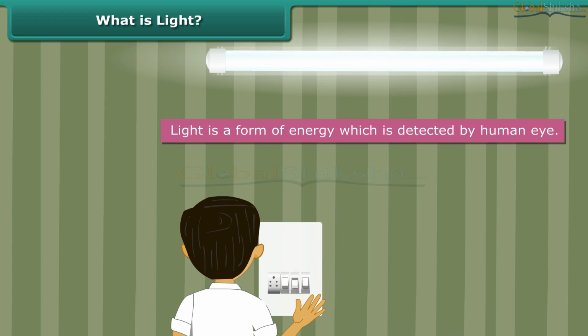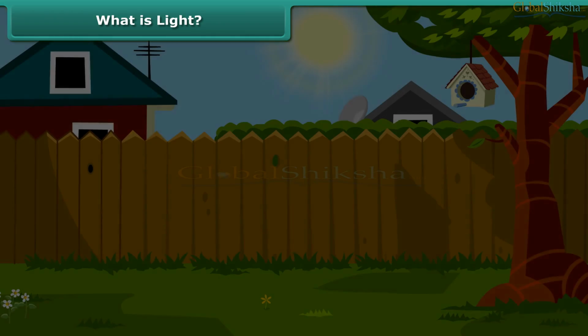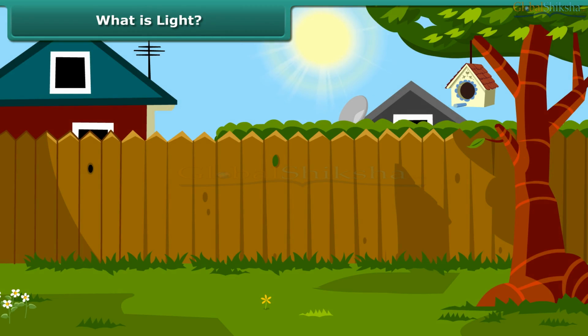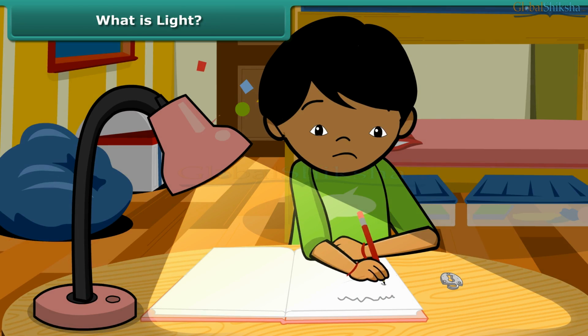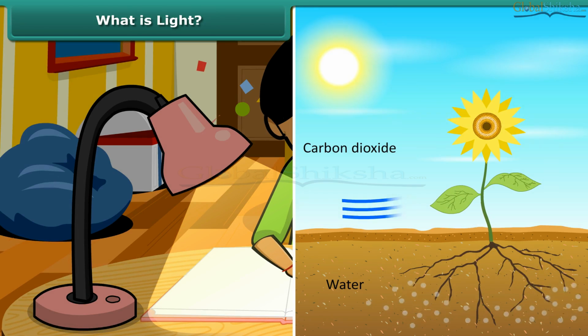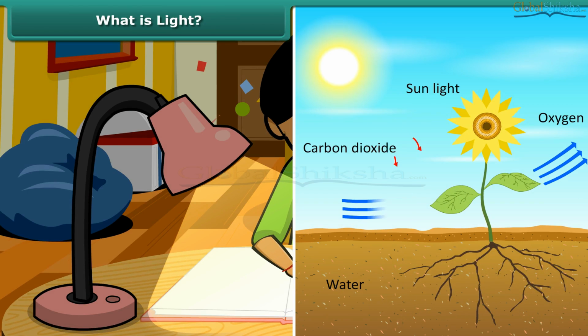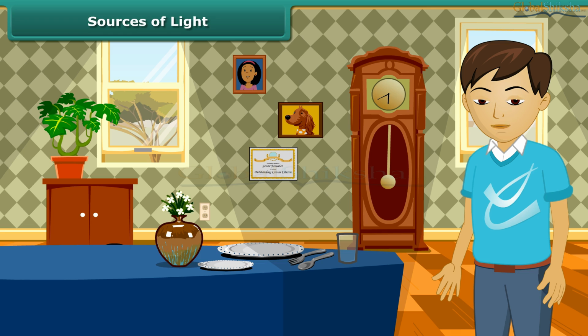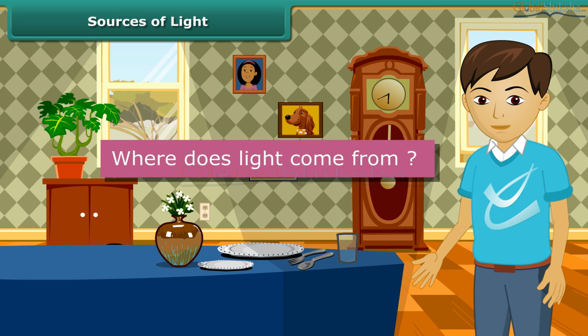What is light? Light is a form of energy which is detected by human eye. It is everywhere around us. It not only helps us to see things, but it is also needed by plants to produce food for us. Sources of light. Can you tell where does light come from?